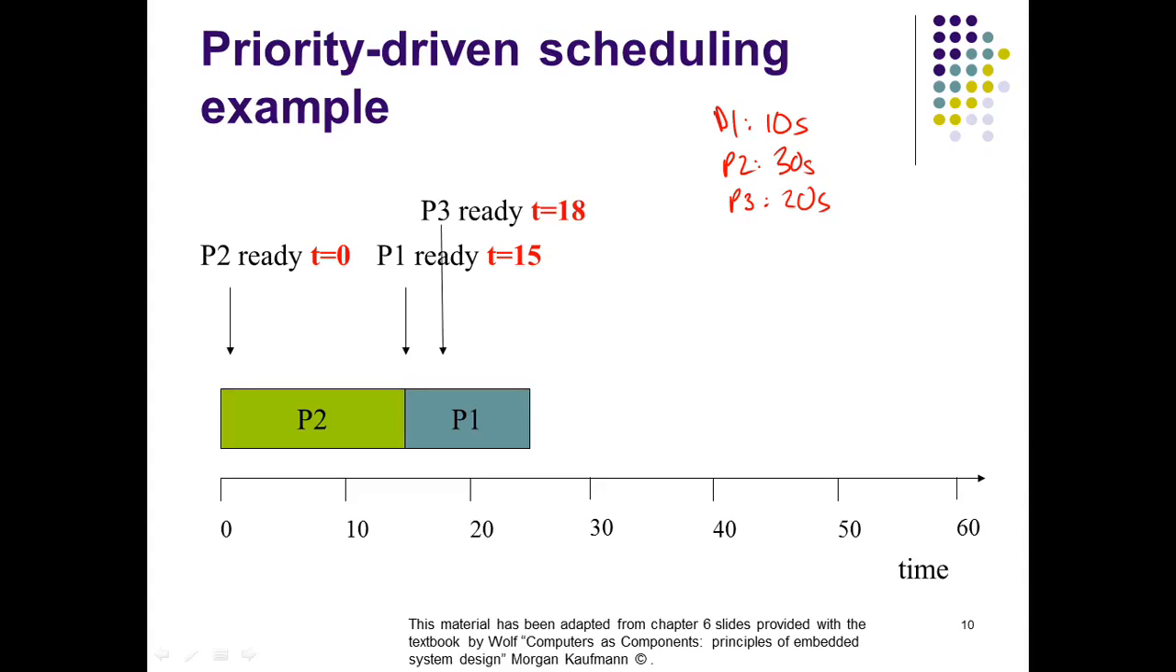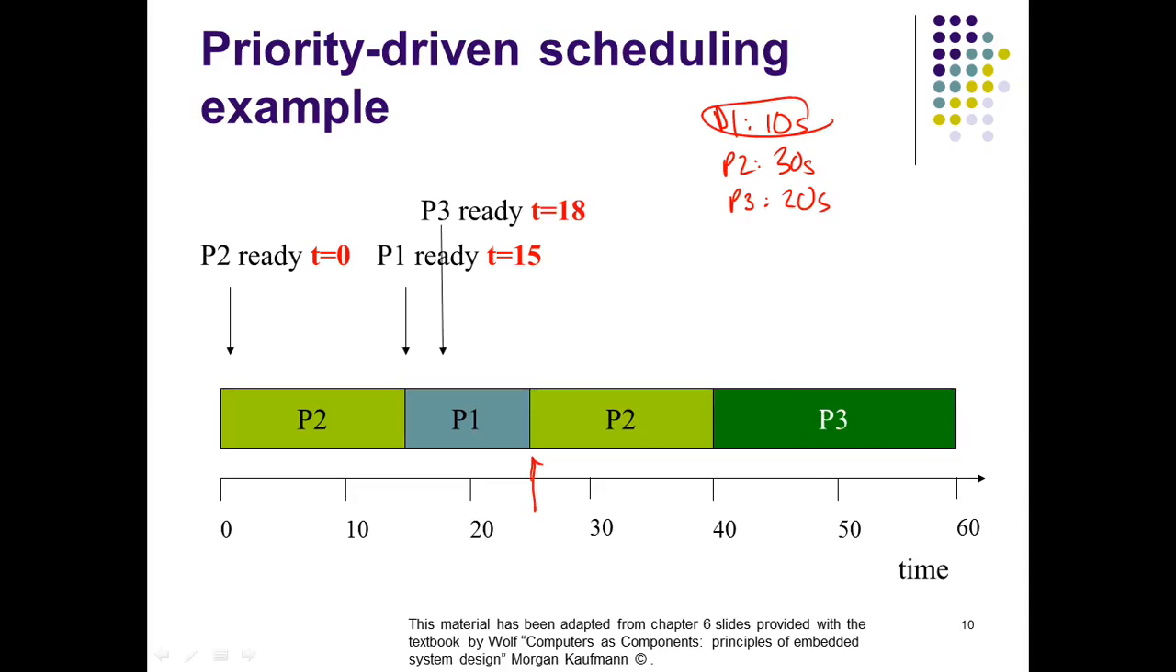And so P1 runs. At some point, P3 is going to be ready at time 18, but because P3 is a lower priority than P1, P1 still takes the CPU. What happens here? Why is P1 stopped running? It's finished, yeah. 10 seconds it runs. So then P2 comes back in because it's higher priority than P3. At this point in time, P2 is completed, so P3 can take the rest of the time. Very simple. This is what you're thinking about when you're creating your tasks during your labs.